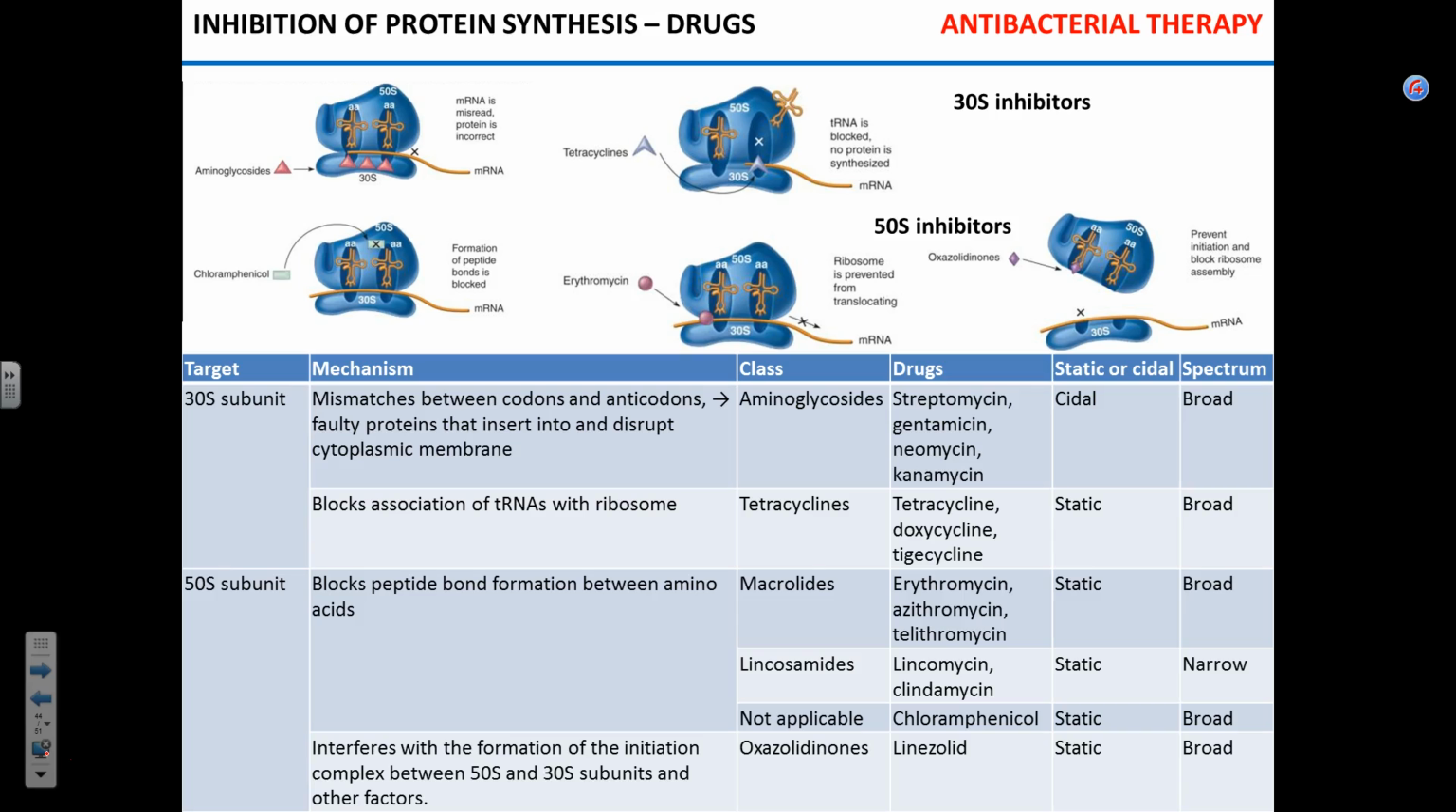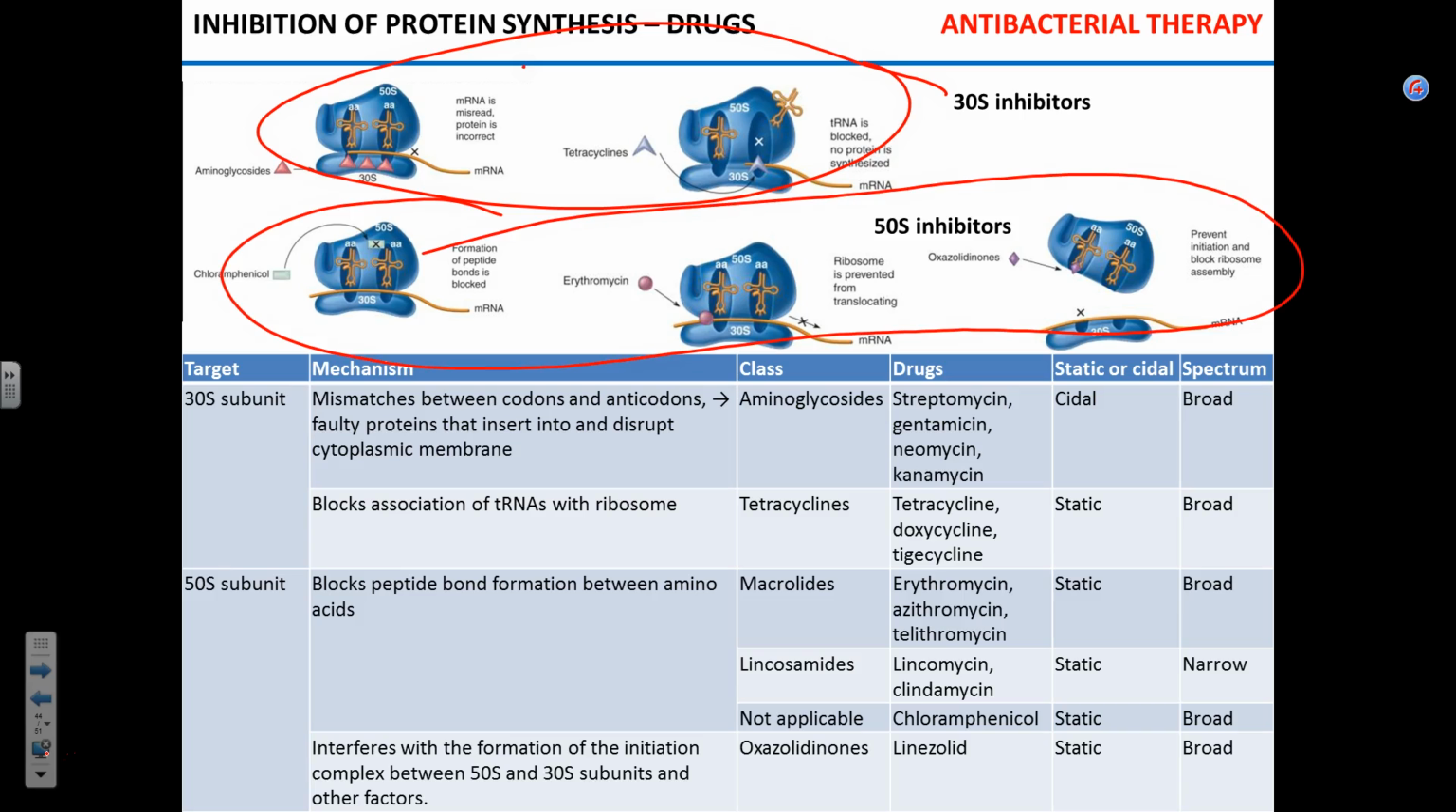So we have two drugs that inhibit the 30S subunit, and here three drugs are illustrated, but there's a little bit more, just four different types of drugs that inhibit 50S.